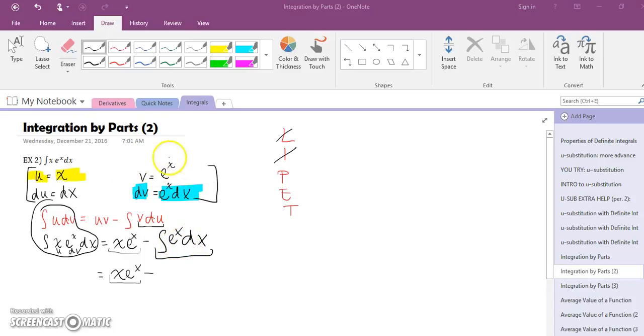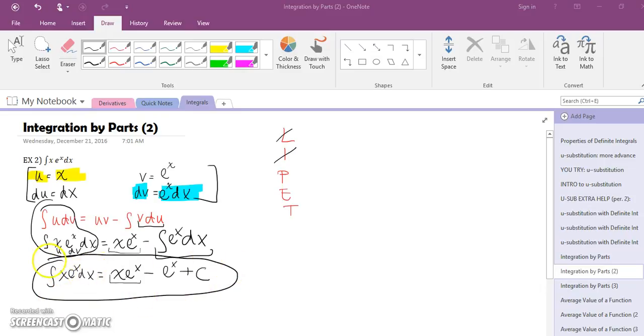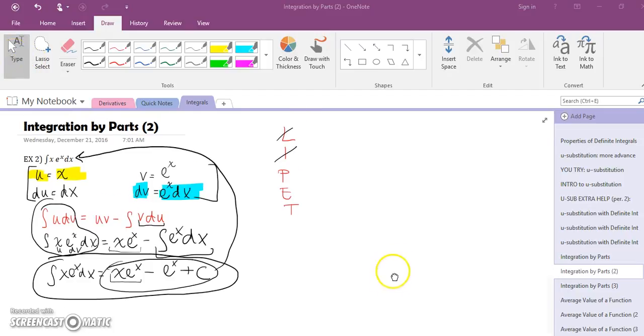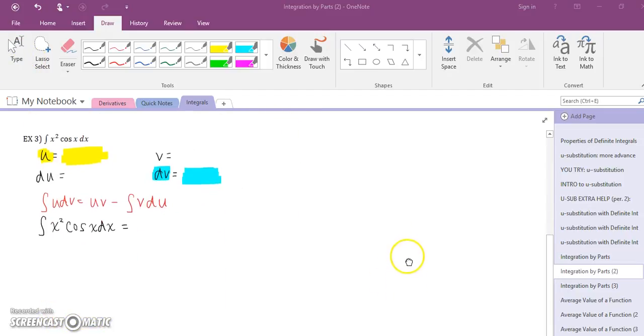So you should always look at your v and your du, multiply them, and decide, can I do the antiderivative of that? Now, the antiderivative of e to the x dx is just e to the x. Don't forget your plus c. So that's what this equals. If you were to do the derivative of this, you would end up with that right there. All right, try the next one here.